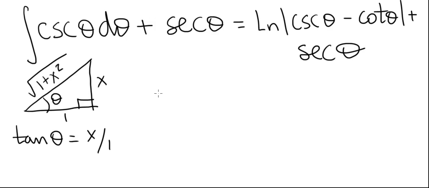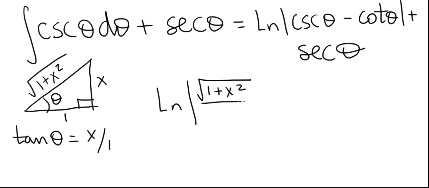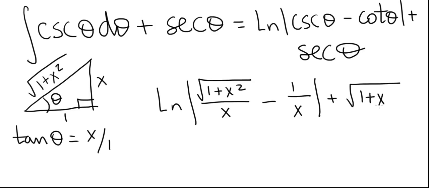So our final answer is natural log of absolute value. Now cosecant is hypotenuse divided by the opposite. So it's the square root of 1 plus x squared divided by x, minus cotangent. Cotangent is adjacent over the opposite. That's 1 over x, plus secant. Secant is hypotenuse divided by adjacent, so that's the square root of 1 plus x squared.